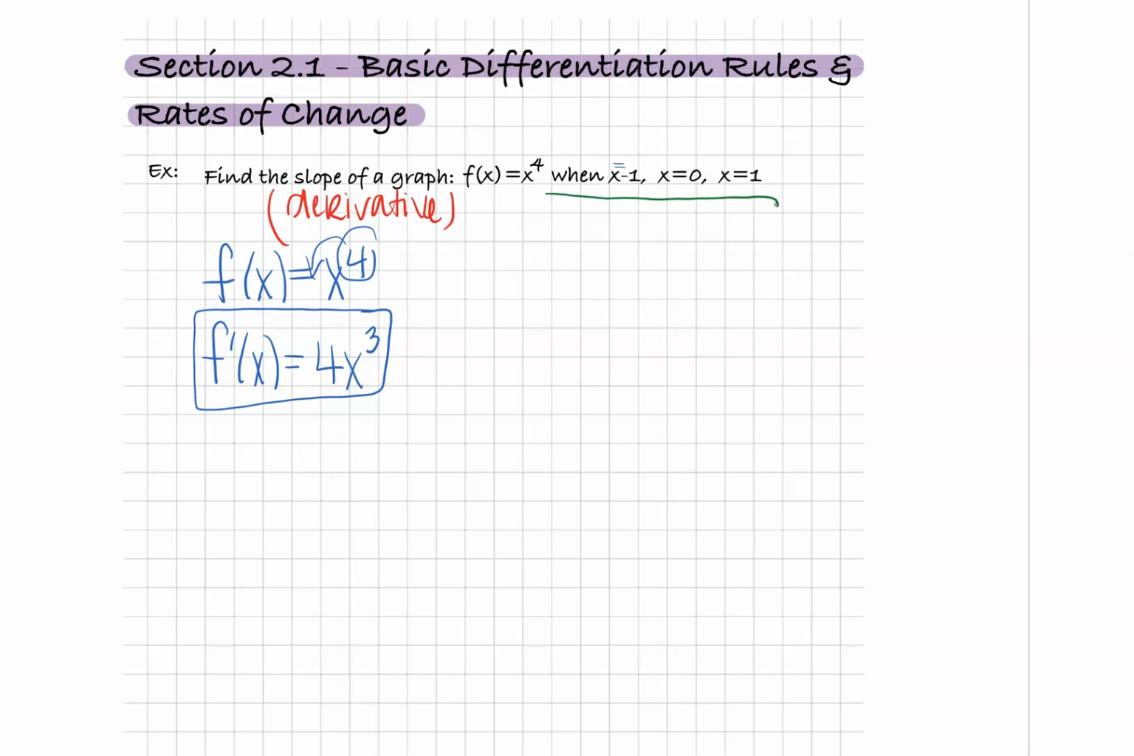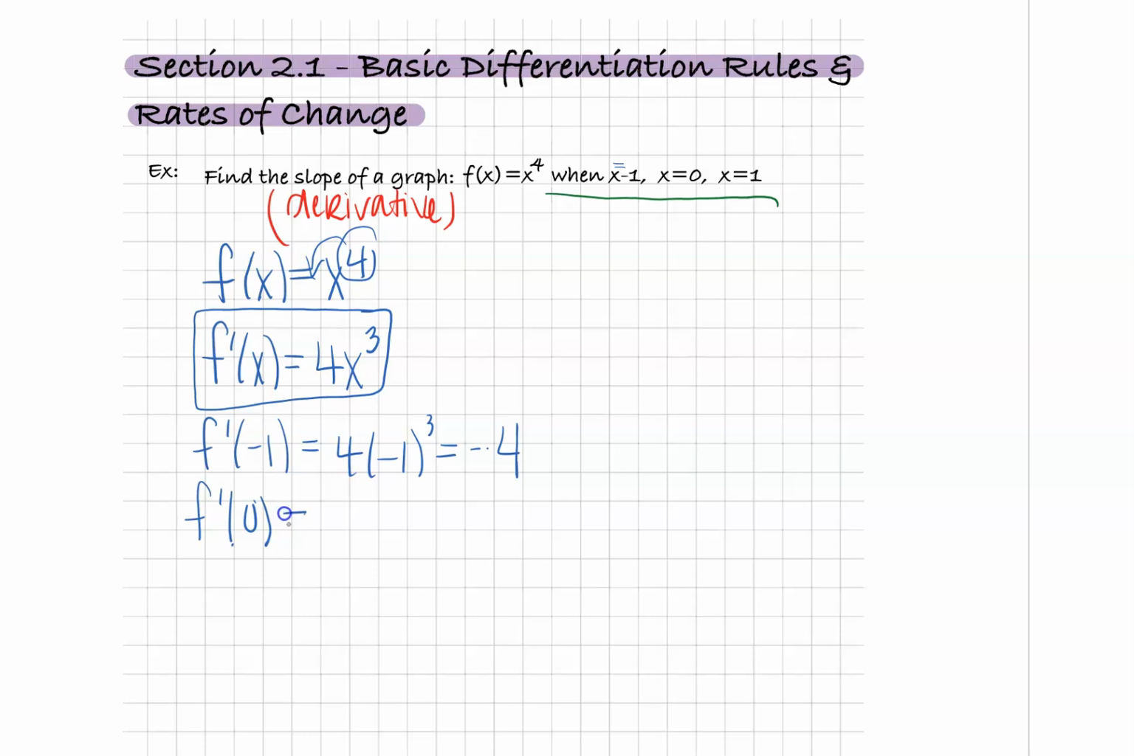And so what I'm going to do is I'm going to say f prime of negative 1, keeping my notation, so that would be 4 times negative 1 cubed. So that gives me a negative 4. Be careful with your negatives. Use your calculator to help you with that.